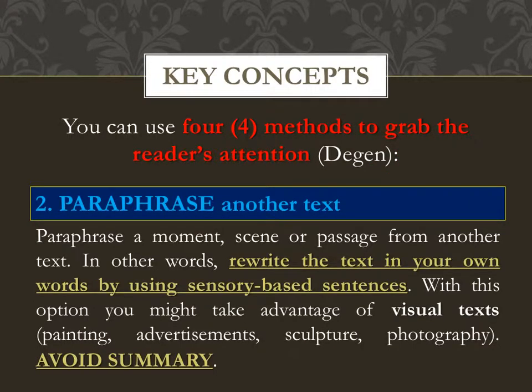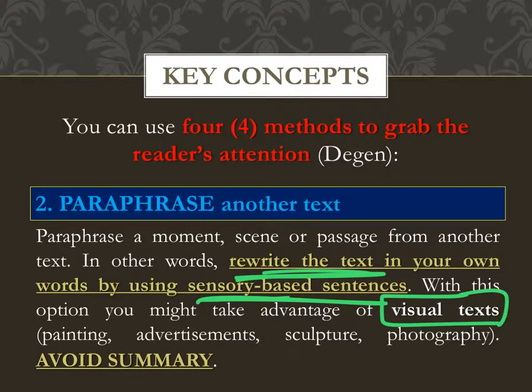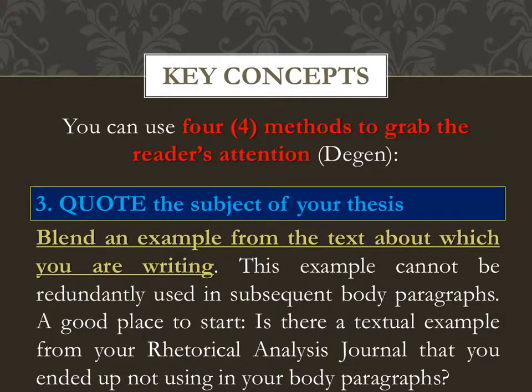The second option is to paraphrase another text. So rather than directly quote an example, you're going to rewrite the text in your own words by using sensory-based sentences. So visual texts are a great option here. Perhaps an advertisement, perhaps a photo, and it's very important that you really avoid summary. You're not just simply summarizing, you're paraphrasing, so there is a difference there. The third option is to quote the subject of your thesis statement. So obviously this would be 12 Angry Men.